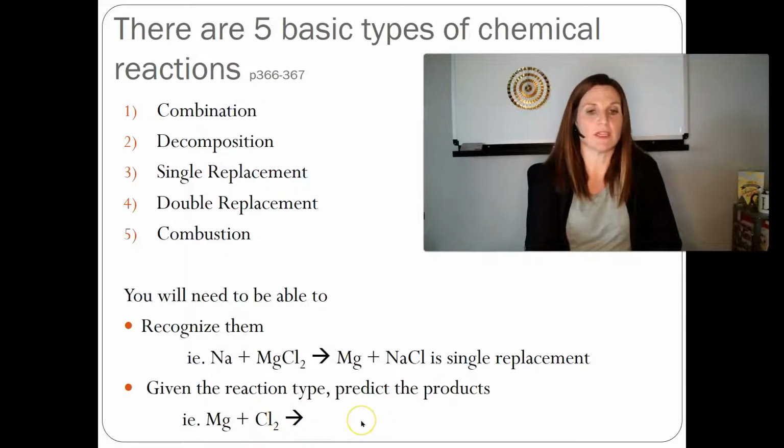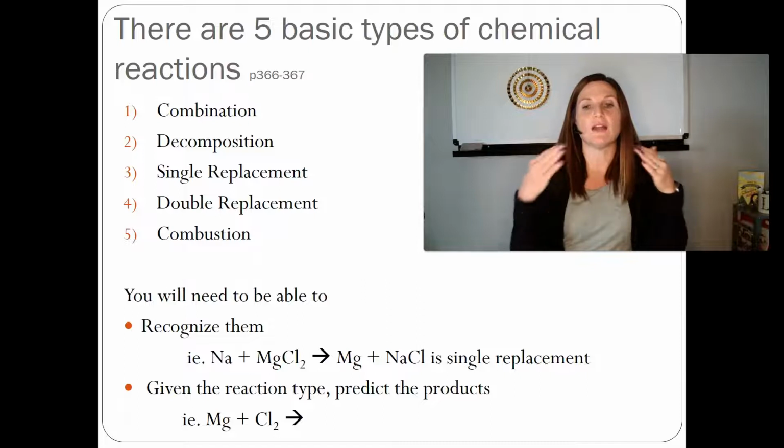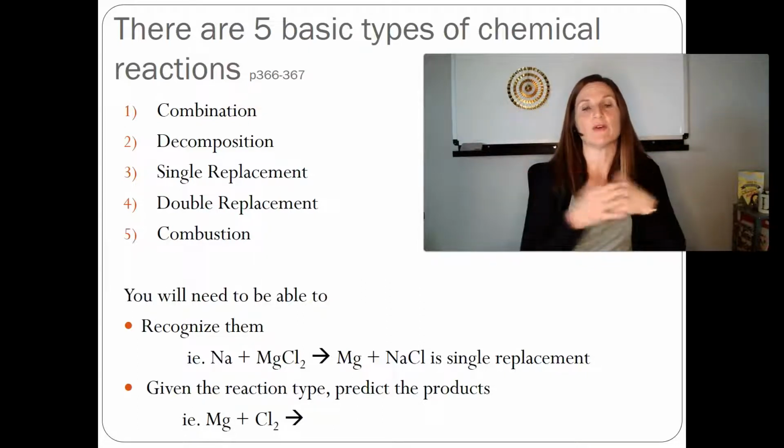So the products of this would be MgCl2. And you would need to be able to look at these reactants and then fill in what goes on the other side of that reaction arrow. And lastly, and this is the last section we're going to cover, you would need to learn how to balance these two kinds of equations. So we will be learning a lot of layers all about chemical equations and chemical reactions in this chapter.